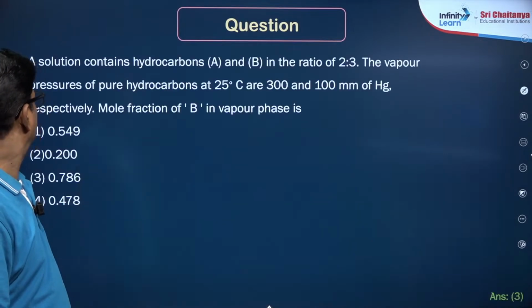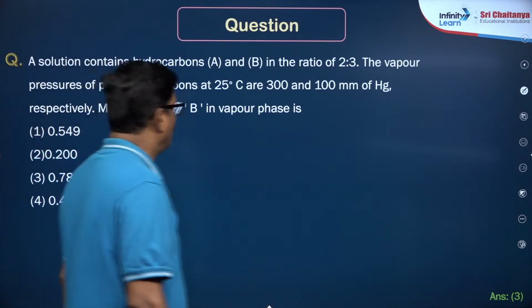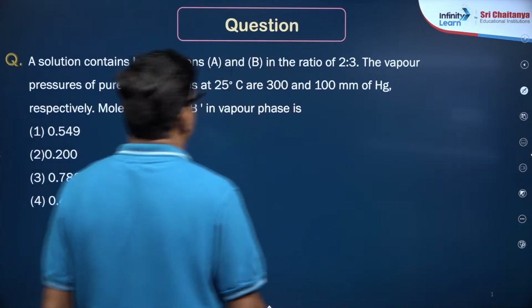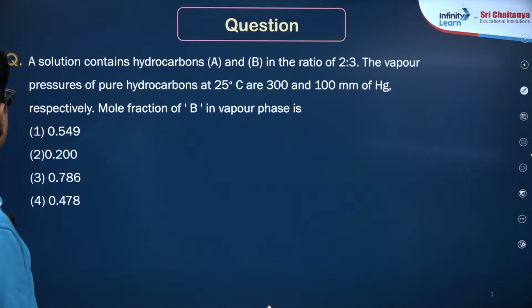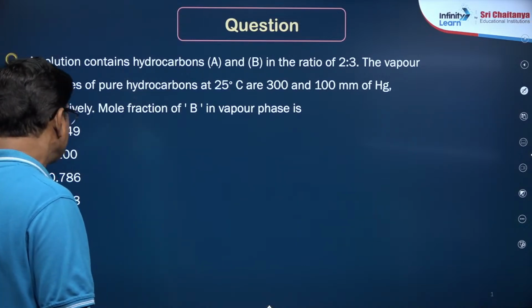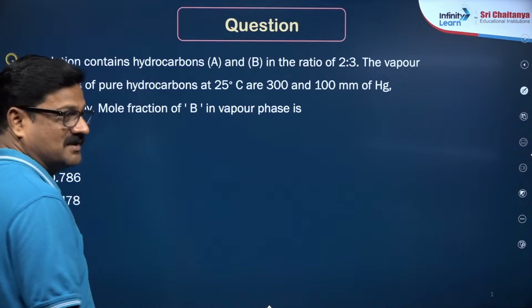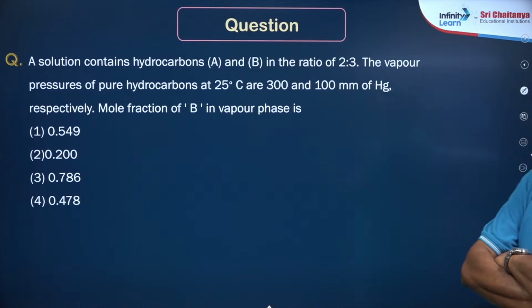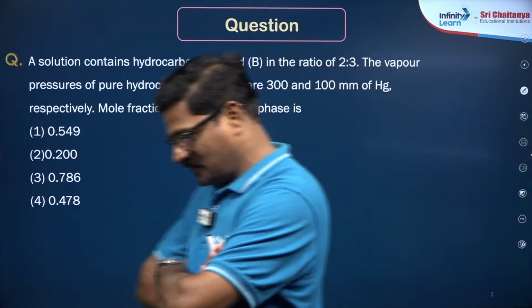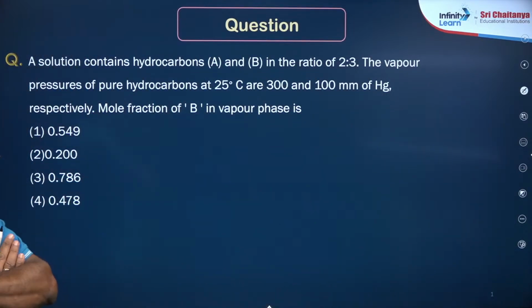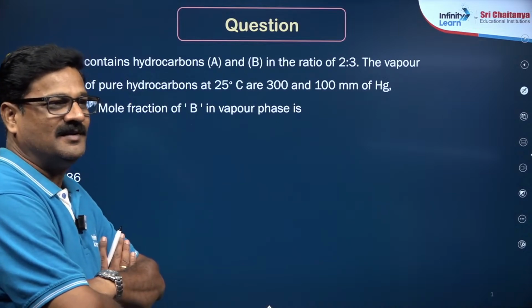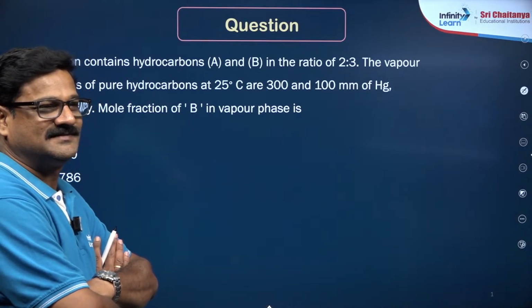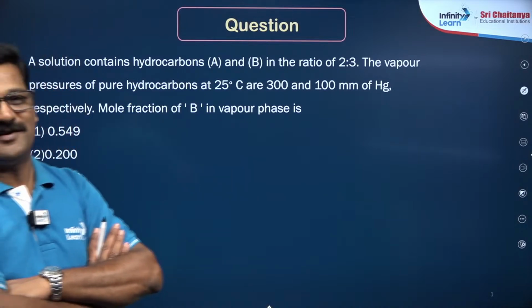So a solution contains hydrocarbons A and B in the ratio of 2:3. The vapor pressures of the pure hydrocarbons at 25 degrees centigrade are 300 and 100 mm Hg respectively. Find the mole fraction of B in the vapor phase. Who wants to do it? You already solved it, Ravinder. You are so speedy and sharp. Okay, God bless you. Let the others do it. I am just looking at the chat box and interacting with the students.